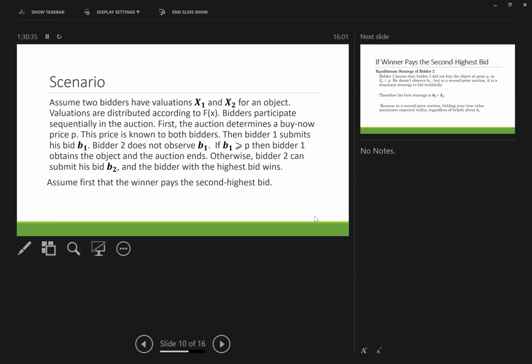So in this case, all I'm trying to say is that we have two bidders. Each of them has their own valuation, okay? Now, the auctioneer has a buy now price, okay? When we talk about a buy now price, we have this price, and whoever mentions the price and goes ahead and buys it, then the game ends, right?